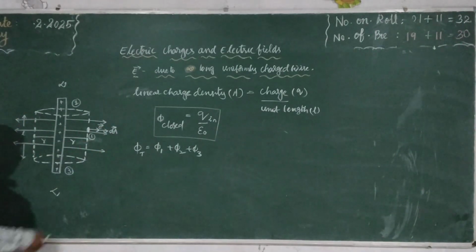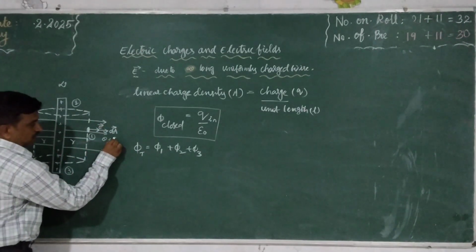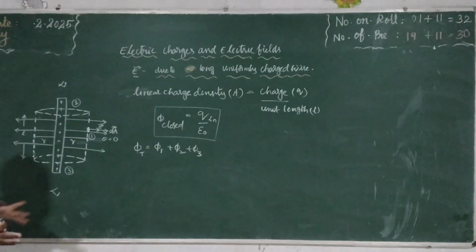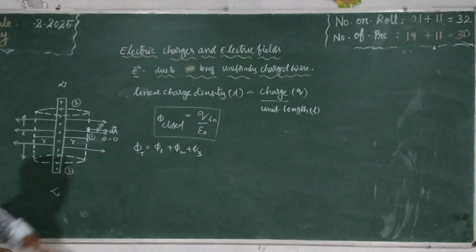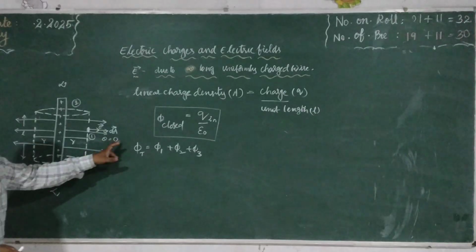Both are in the same direction. So what is theta here? It is 0. Why? Because the electric field vector and the area vector are both parallel to each other, along the same line, so theta equals 0.